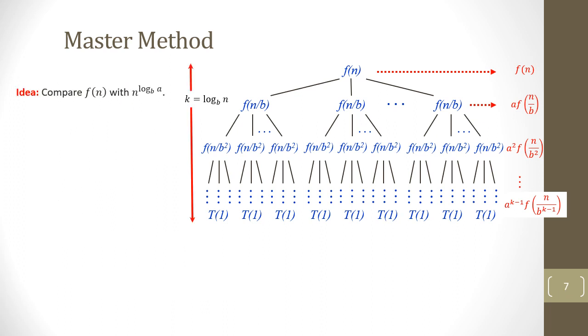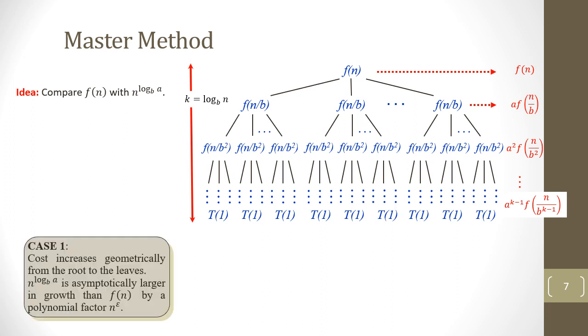Before applying the master method to solve some examples, let's try to understand how it is developed. There are three possible cases. The cost increases geometrically from the root to the leaves, the cost decreases geometrically from the root to the leaves, or the cost is approximately the same on each level. So the idea here is to compare f(n) with n^(log_b a), which is the cost of the leaf nodes.